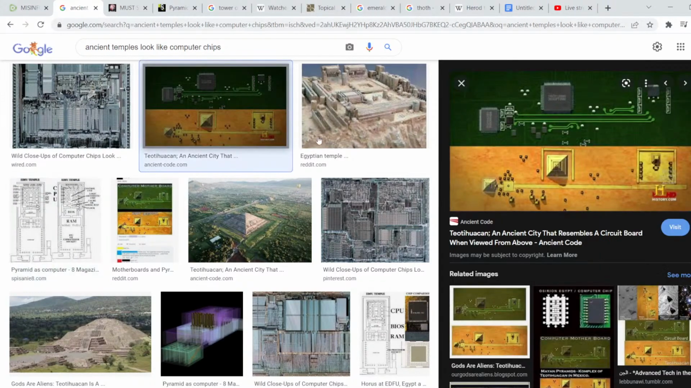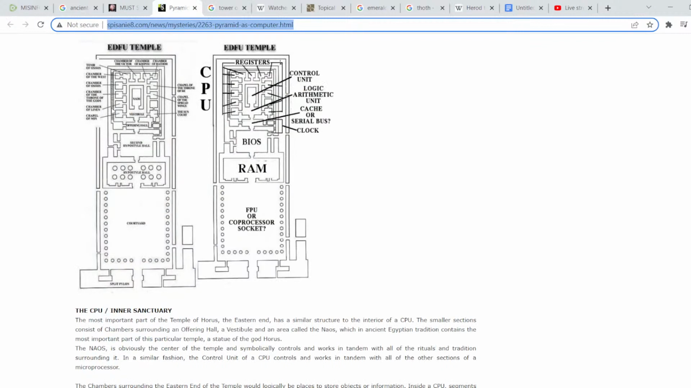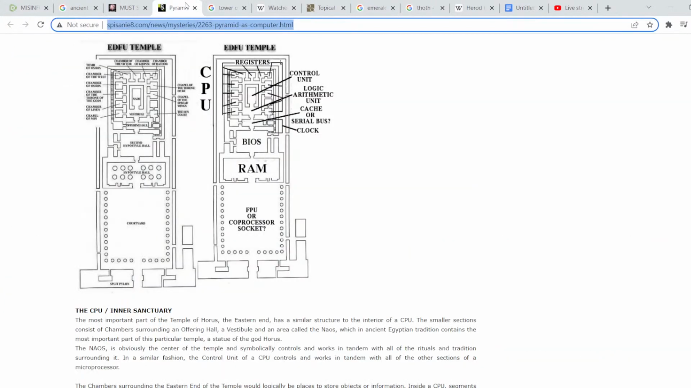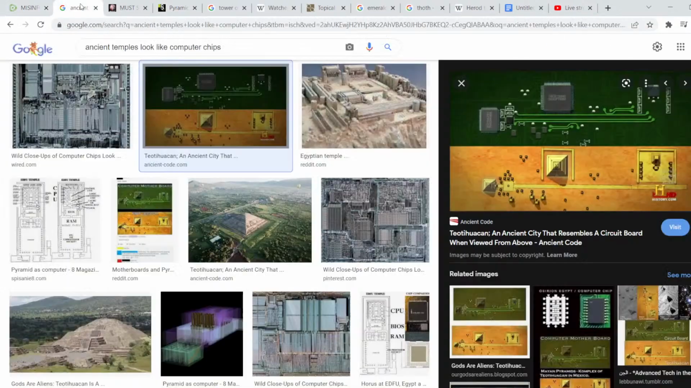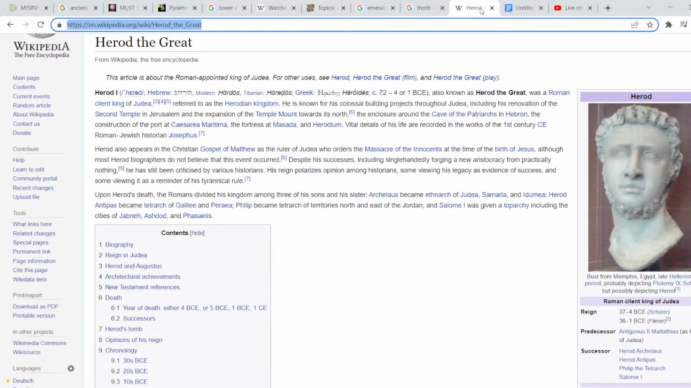This is King Herod's temple. No, King Herod's temple. Let's go back. This is Temple of Horus. The computer chip that we went over, that is King Herod's temple right there. That's King Herod's temple over the quantum computer chip. King Herod's temple is the second temple in the Bible, if anyone keeps up with that. There's supposed to be 3 temples built. They're trying to build the 3rd one now over the Temple Mount.